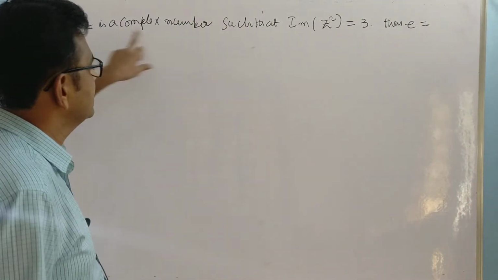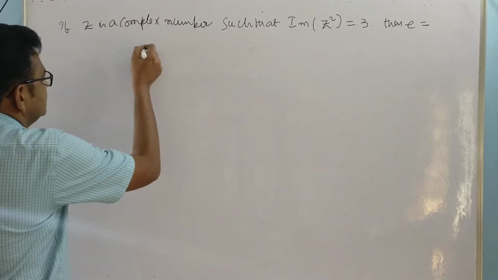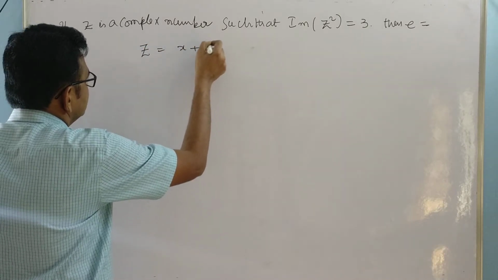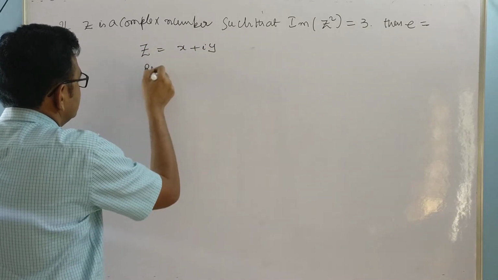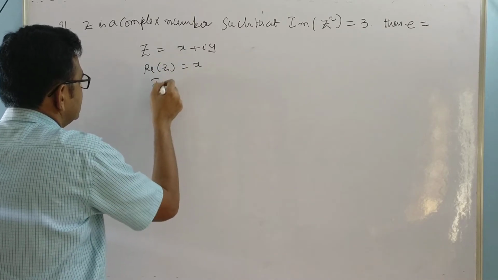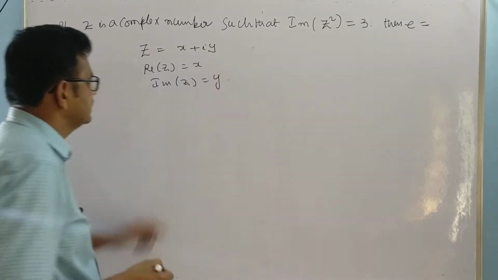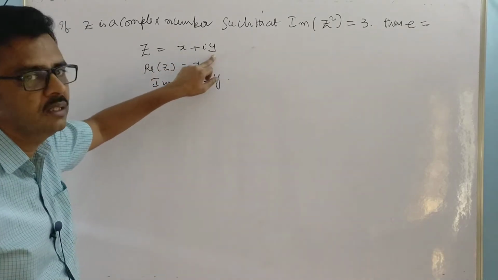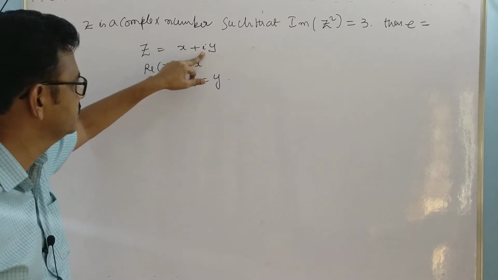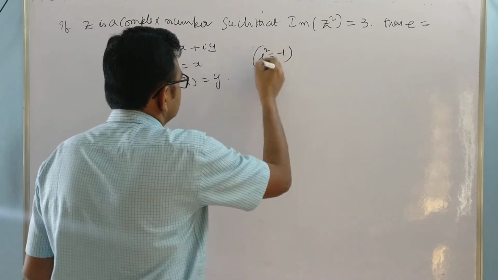If Z is a complex number, this is called the imaginary part. In general, Z can be written as x plus iy. So the real part of Z is equal to x and the imaginary part of Z is equal to y. x is called the real part, y is called the imaginary part. i is an imaginary value with the property i square is equal to minus 1. You know this.